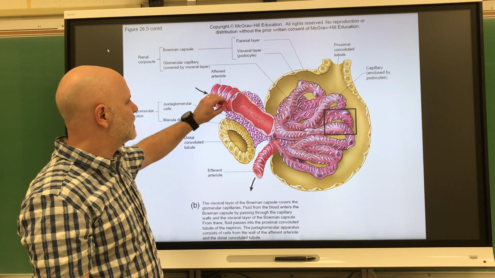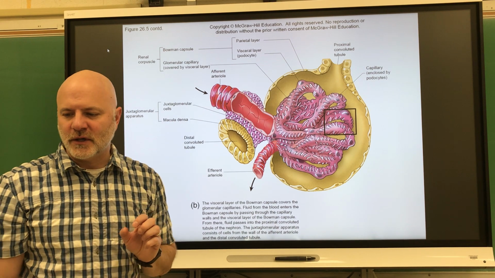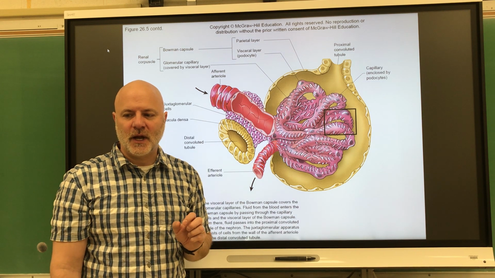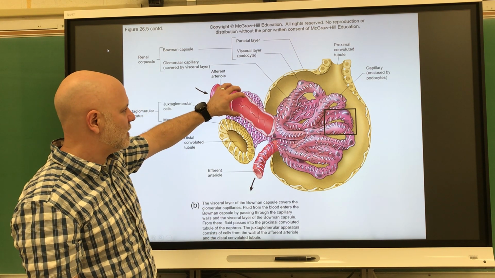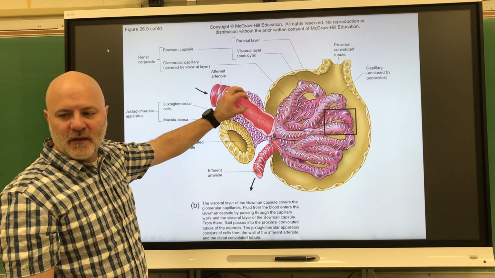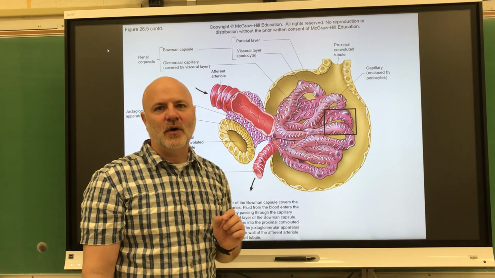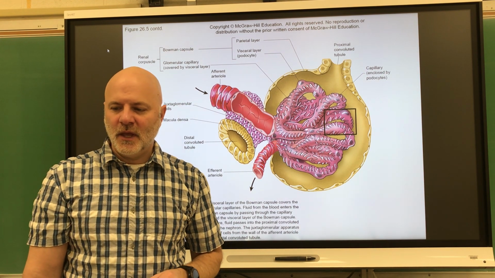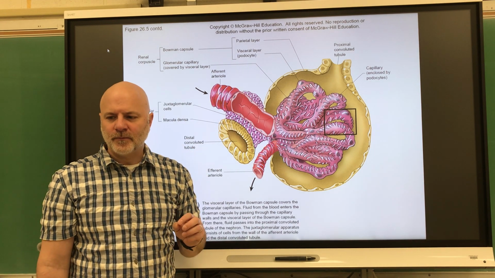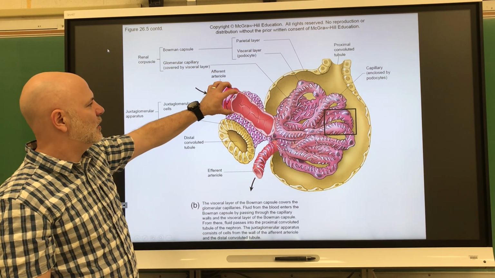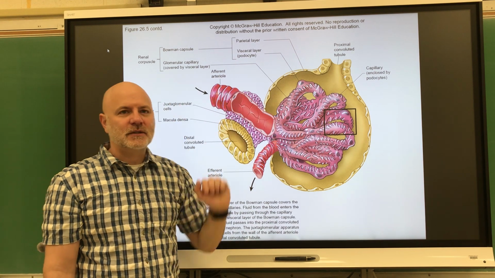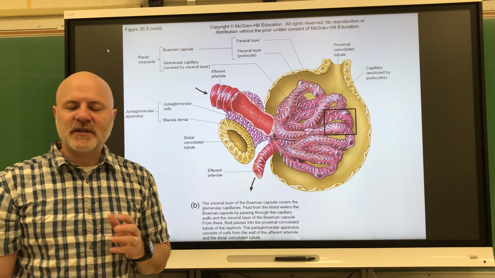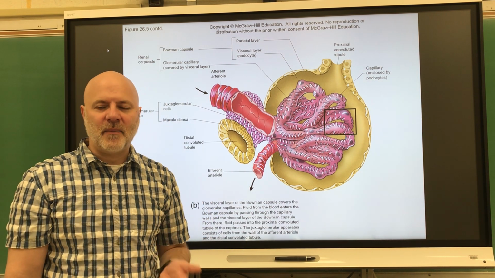So if we have an increase in blood pressure, that's going to stretch the afferent arteriole, and it will constrict in response to that contraction. All right? So if we stretch that afferent arteriole, it will constrict, and that's going to decrease the amount of fluid going into the capillary, and so that's going to decrease the glomerular capillary pressure. If we have a decrease in blood pressure, the afferent arteriole will dilate. By dilating, it's allowing more fluid to go into the glomerulus, so that's going to increase glomerular capillary pressure.